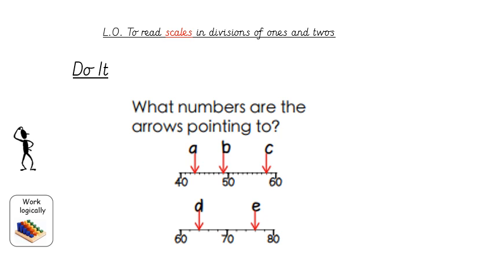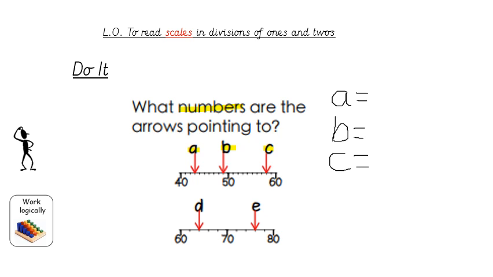So here is your Do It Today. And it asks you, what numbers are the arrows pointing to? So you need to work out what A, B and C is. So what I would do is I would write at the side A equals, B equals and C equals.